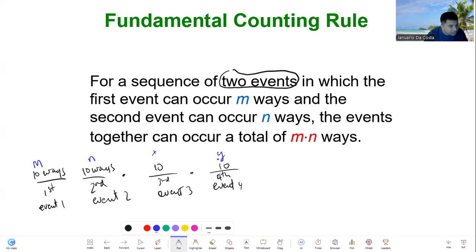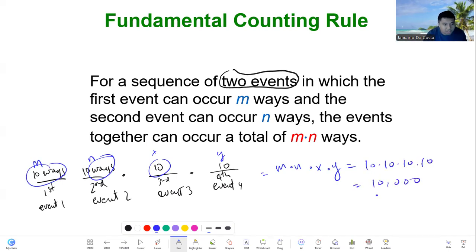The events together can occur in M times N times X times Y ways, so we calculate each individual number of ways together. 10 times 10 times 10 times 10. So that's how you get 10,000 ways. That's the fundamental counting rule.